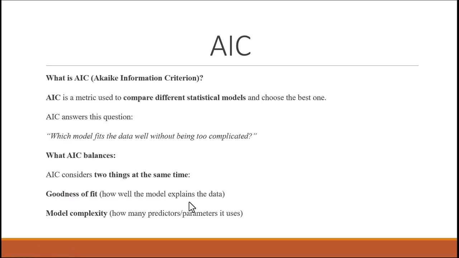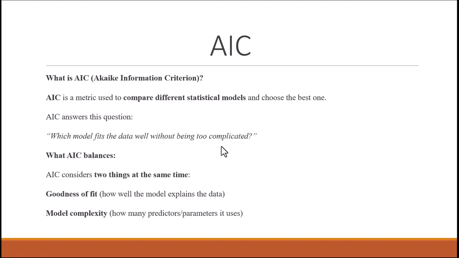What is AIC? AIC is the Akaike information criterion, a metric to compare different statistical models. It can answer which model fits the data well without being too complicated. You may ask why we shouldn't make the model complicated. Because when you add too many variables to your model, you create an overfit model that just fits your own data set. And if you want to use it on unseen data, or generalize it to other data sets, it won't work very well.